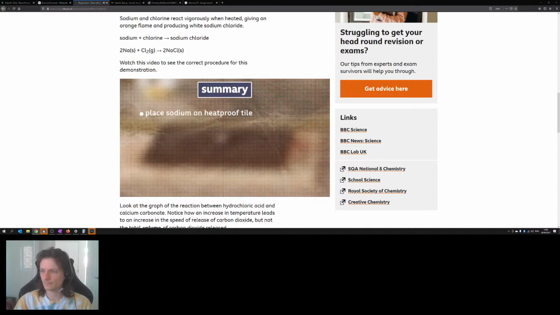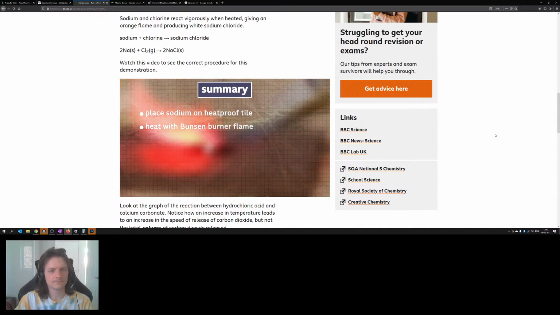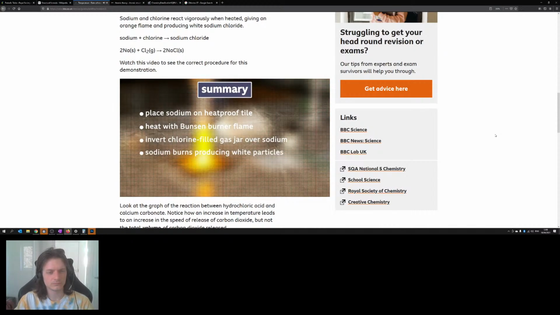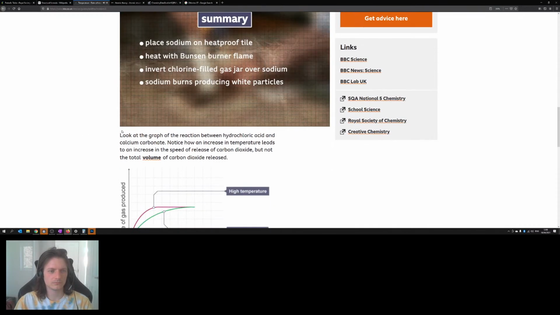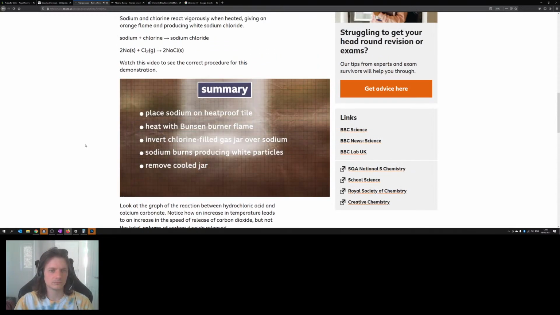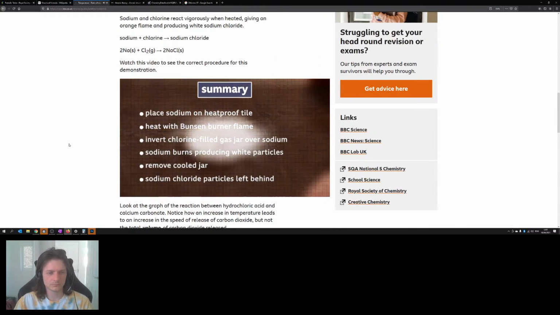Let's recap the experiment. A small piece of sodium is placed on a heat-proof tile. Then play the Bunsen burner flame on it. Take the lid off the gas jar and invert it over the hot sodium. The sodium burns in the chlorine, producing a yellow flame and white particles. These particles are sodium chloride. Once cooled, remove the jar in the fume cupboard. White sodium chloride powder is left behind.